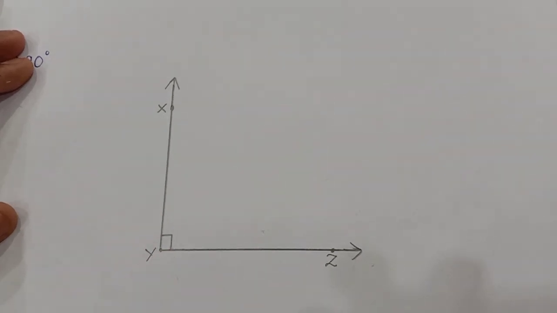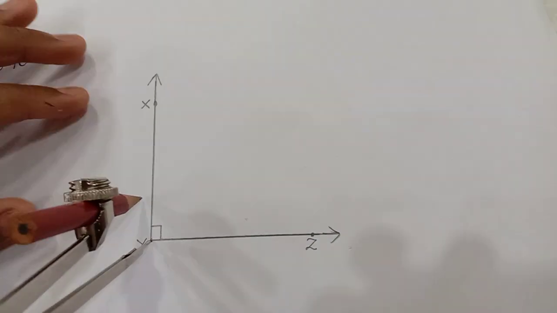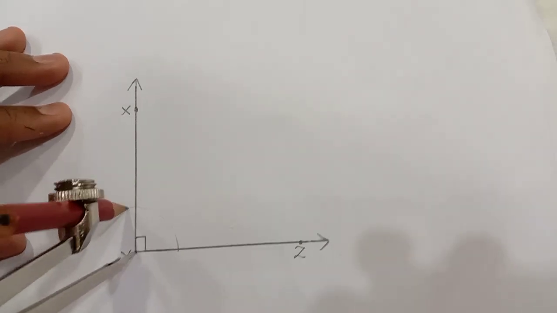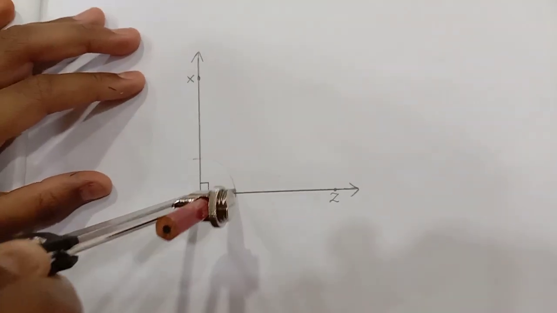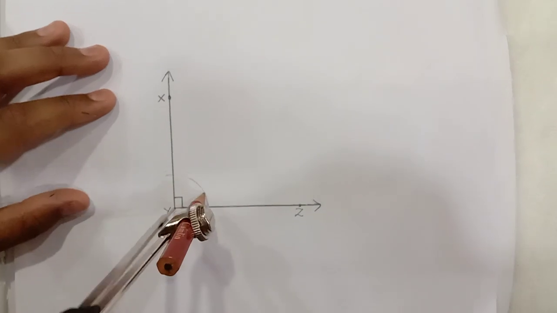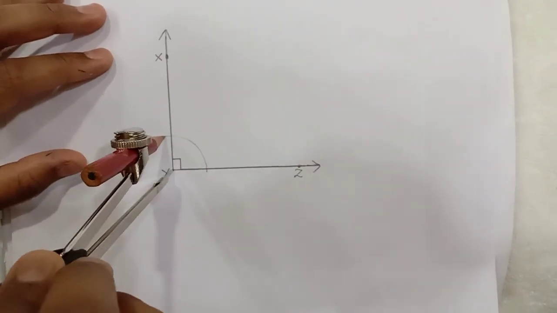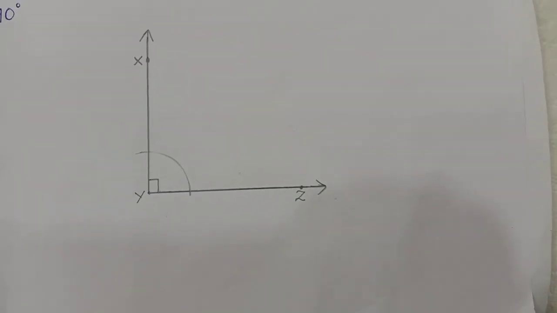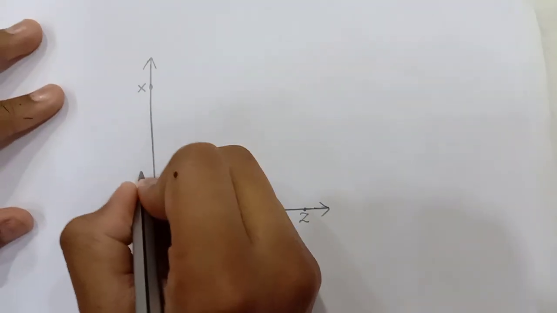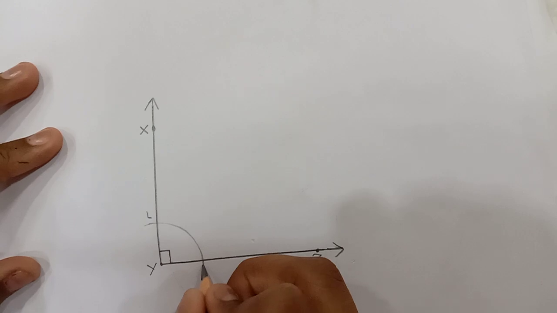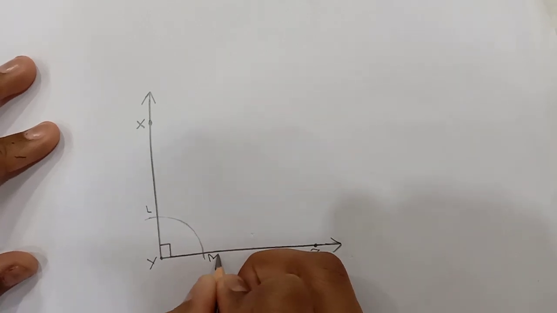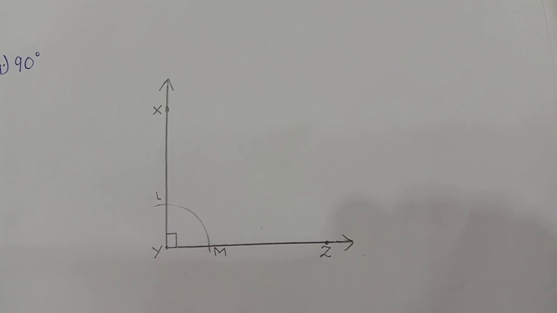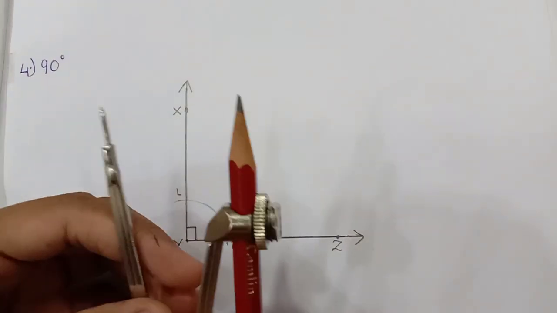Now that arc, we have to make. So children, make the arc. You know, right? Very good. So we did it, right? So we have to name here also. So I am giving L and M there. So L and M. Now that same arc we have to make by extending the protractor.